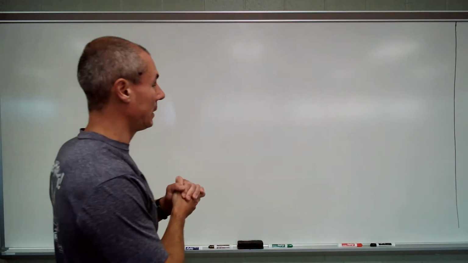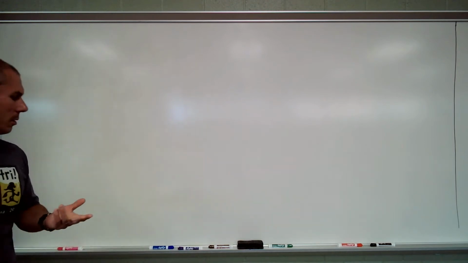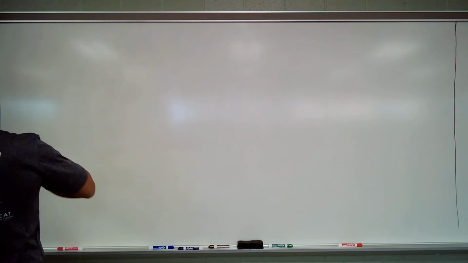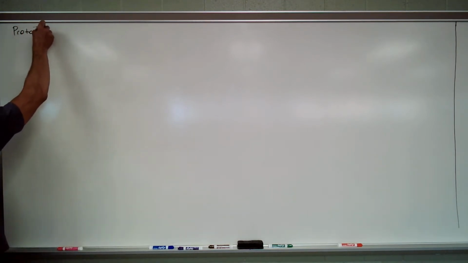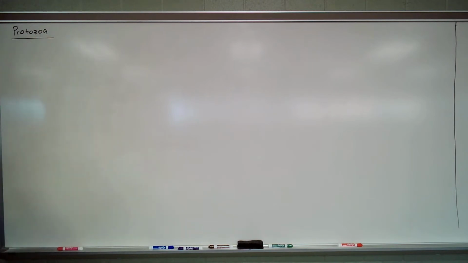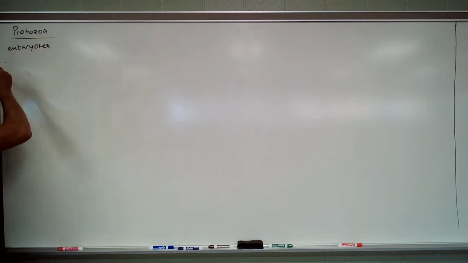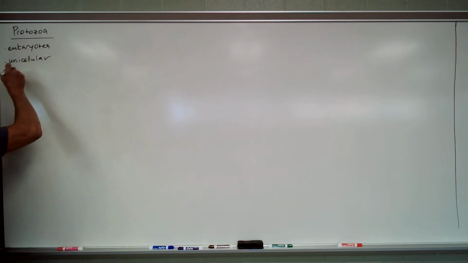Okay, so let's talk about protozoa. There are very few fundamental things that I wanted to mention about those. So, things that we need to know. First of all, of course, eukaryotes. By definition, unicellular. No cell wall.